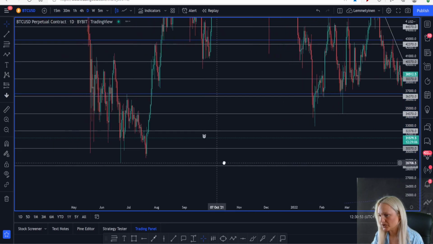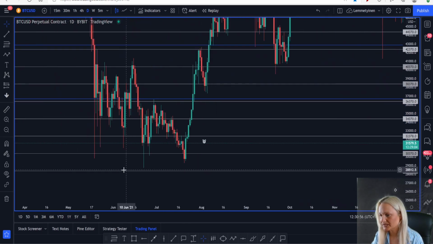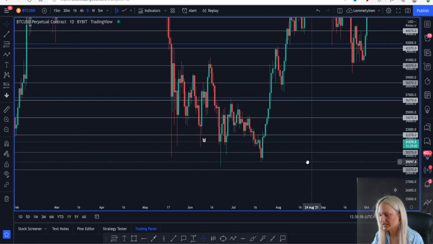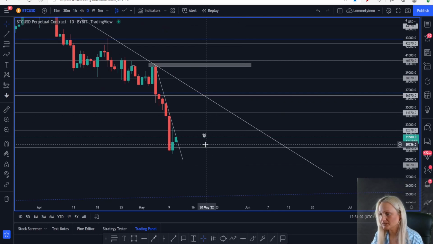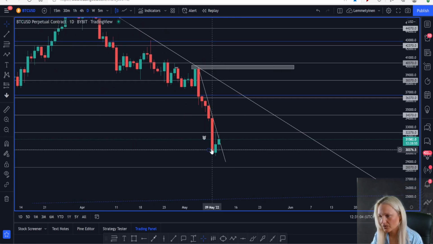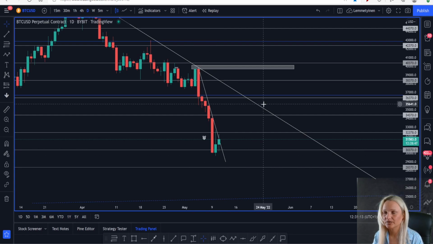Going back in time, you can also see that this level is very respected since before. If we just go back, you can see that this has been a support many times, so I am not surprised that the market comes to this level to create a lower low, and now we just might see the market creating a potential lower high. That means the dollar currency goes down, Bitcoin goes up.